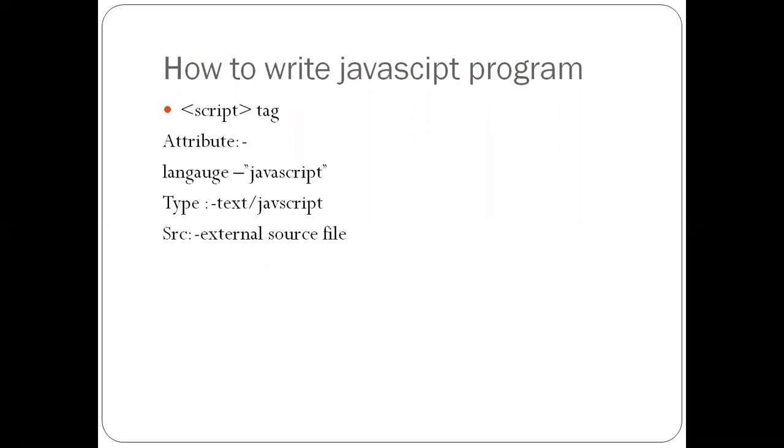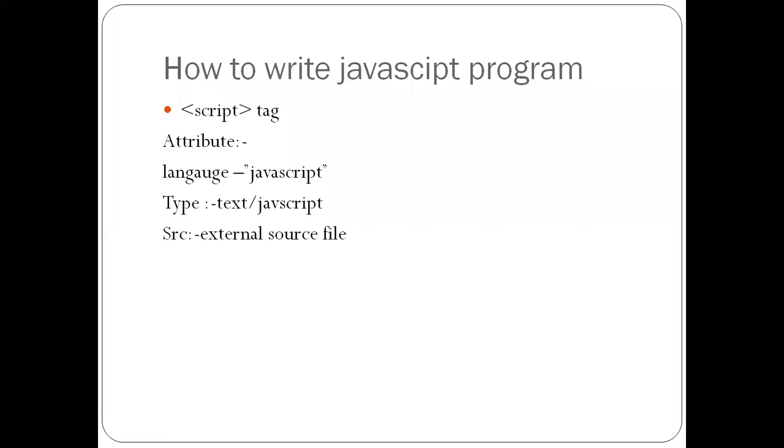Then we will see, very important, how to write the JavaScript program. Where to type the JavaScript program, how to run it, what is the syntax of JavaScript. All these things we will see in this lecture. First of all, when you start with a JavaScript program, you will need the script tag. There are three attributes of the script tag: language, type, and src. Script tag has a closing tag, slash script. In this way you can close your script tag.